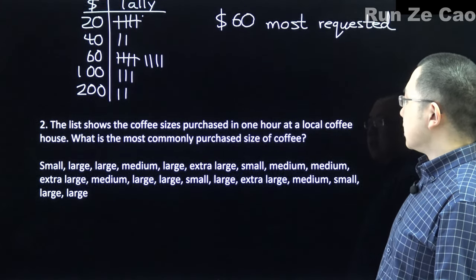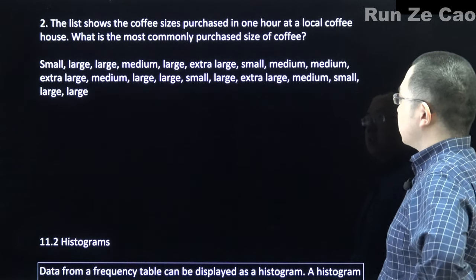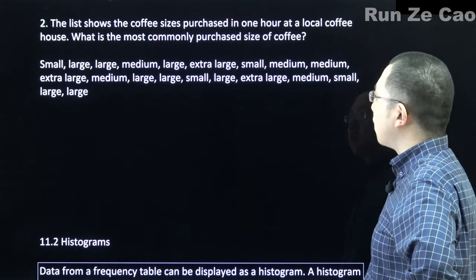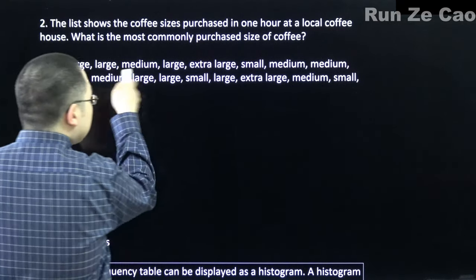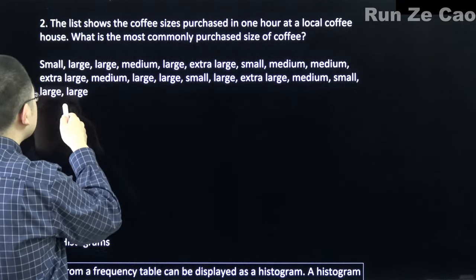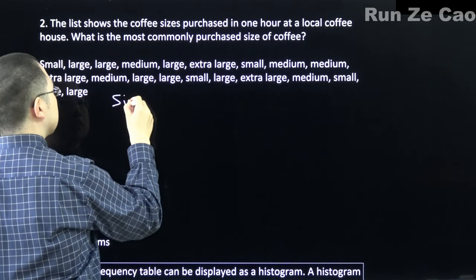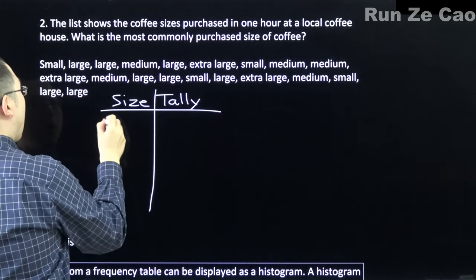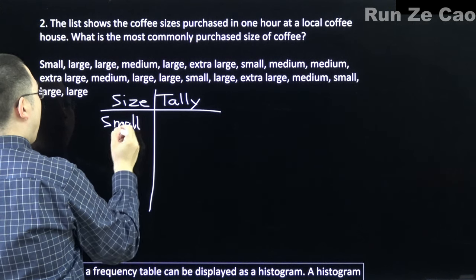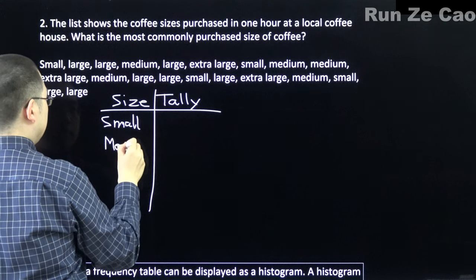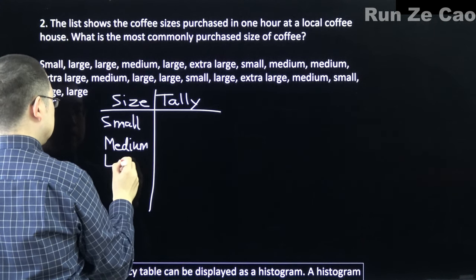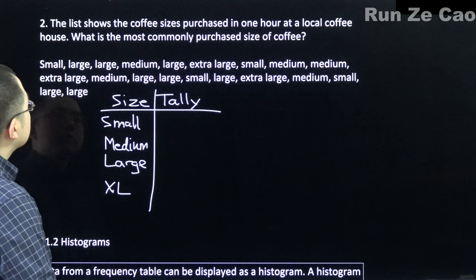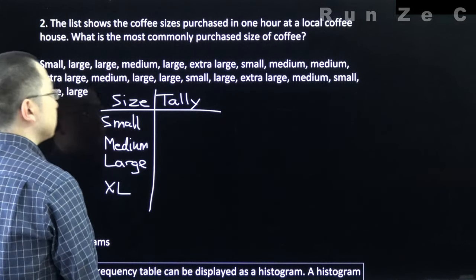All right, let's say we have some coffee that's being purchased. This list shows the coffee sizes purchased in 1 hour at a local coffee house. What is the most commonly purchased size of coffee? Well, we have small, medium, large, extra large. Do we have extra smalls? No. Okay. Size and tally. We have small, medium, large, and extra large. Okay, actually, we could have abbreviated all of these, but whatever.